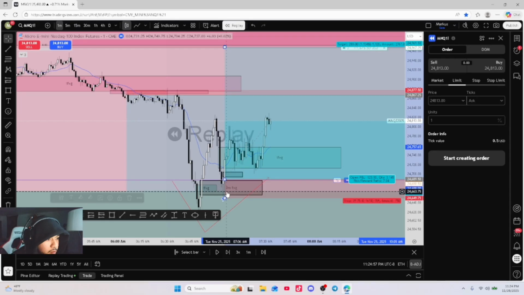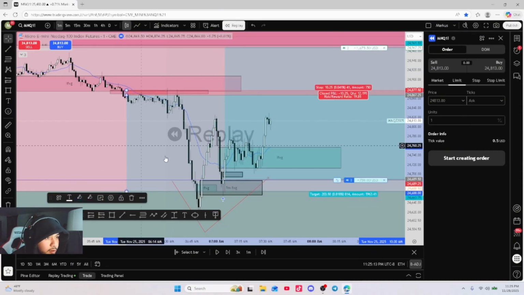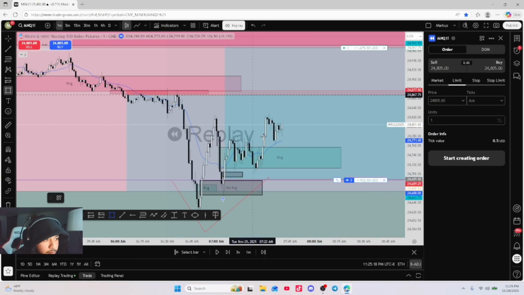I don't know why it's not letting me move my stop. Jesus God, that is so hard. All right, so we break even now, risk free. Break even. We have another 1 minute FVG getting respected, as you can see right here.